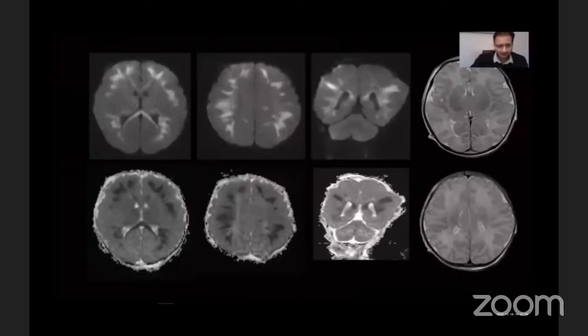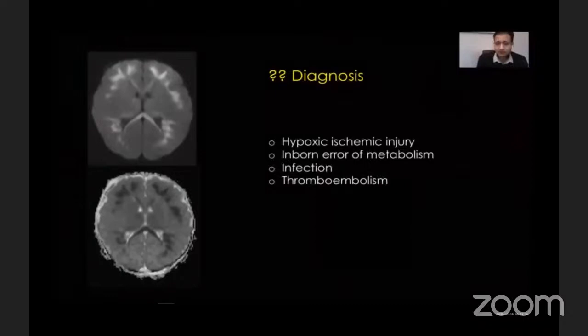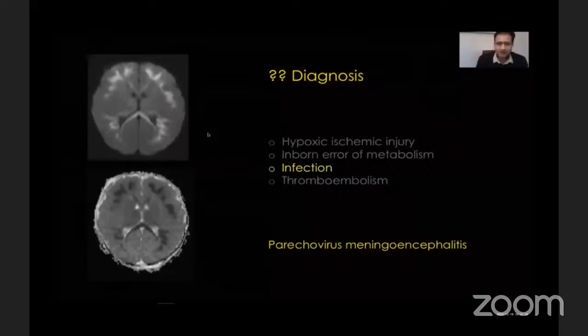So what's the diagnosis here? Is it hypoxic ischemic injury? Is it an inborn error of metabolism? Is it related to some kind of infection, or is it related to a thromboembolic phenomenon? So this imaging appearance of multifocal white matter involvement is characteristic of parechovirus meningoencephalitis. Hypoxic ischemic injury can have white matter involvement, but the lesions are typically more confluent. Inborn errors of metabolism have more specific patterns of involvement where they involve the deep nuclei and the brainstem more often. And thromboembolism would be very unusual at this age and with this presentation.